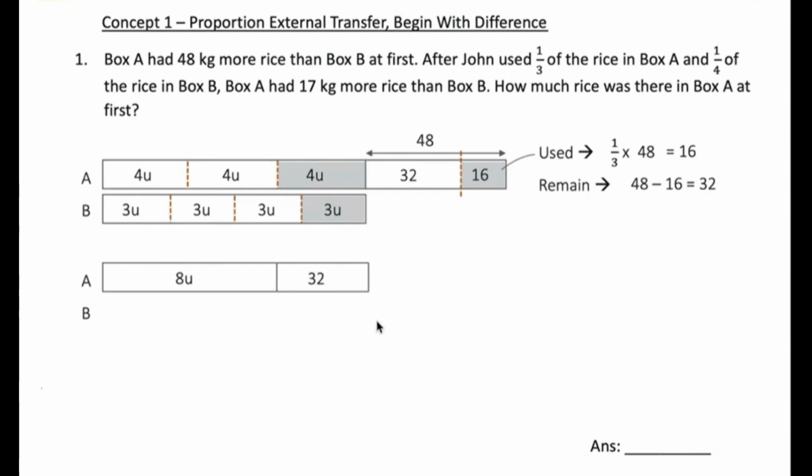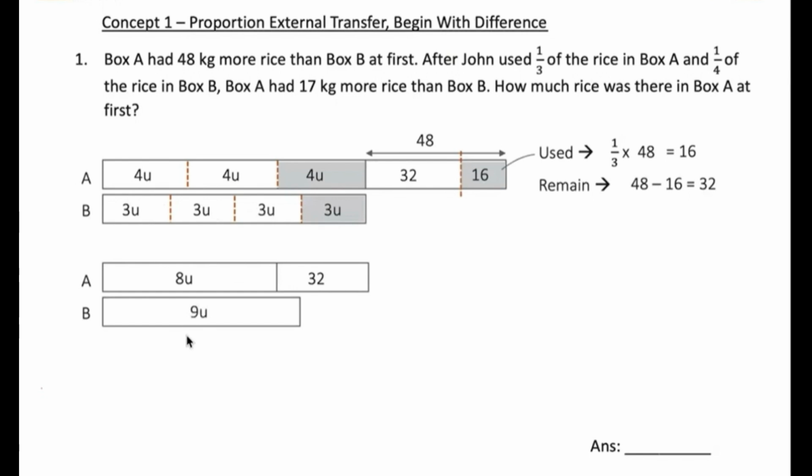Now, before I draw the 9 units, you must ask yourself this question. Is B longer than A? Or is it shorter? Got to be sure. How to know? Read the question. It says box A had 17 kilogram more rice than box B. So in the end, A must be more than B. So A got to be longer than B. So I will draw a model for B, which is slightly shorter, and that will represent 9 units. 3 units times 3.